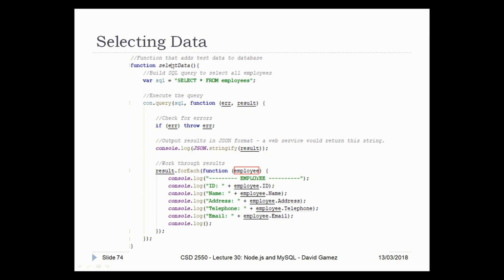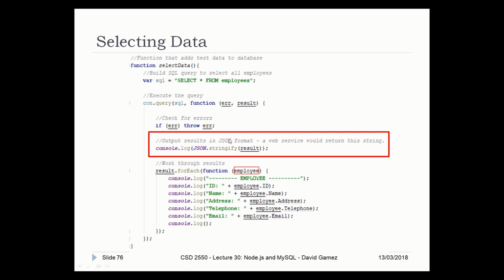So we have our select statement. As with all of this stuff in Node, we're just building the SQL query and executing that query. When it's executed, it will call this anonymous function here. After checking for errors, the most sensible thing to do would be to stringify the result and return it back to the client. In this case, I'm just logging it to the console.